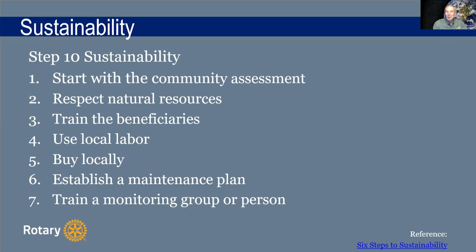Okay, so you start with the community assessment, look for the strengths in the community. Make sure the community is involved in the project. You want to respect natural resources because particularly in developing countries, very large parts of the population are absolutely 100% dependent on natural resources.